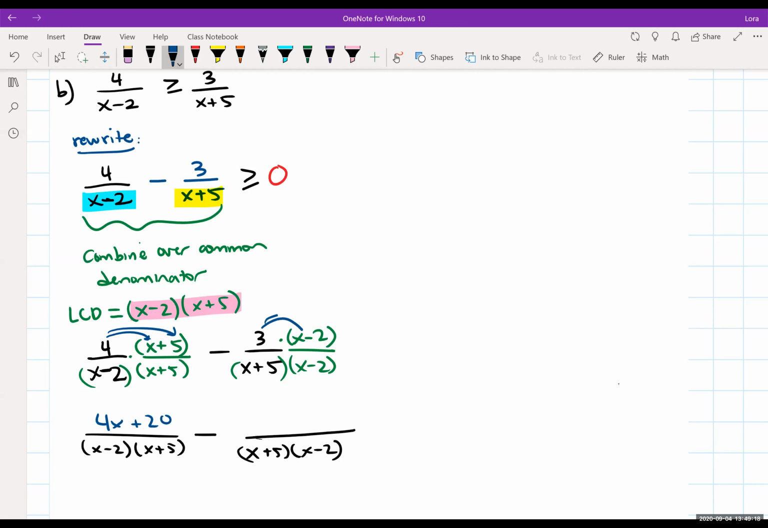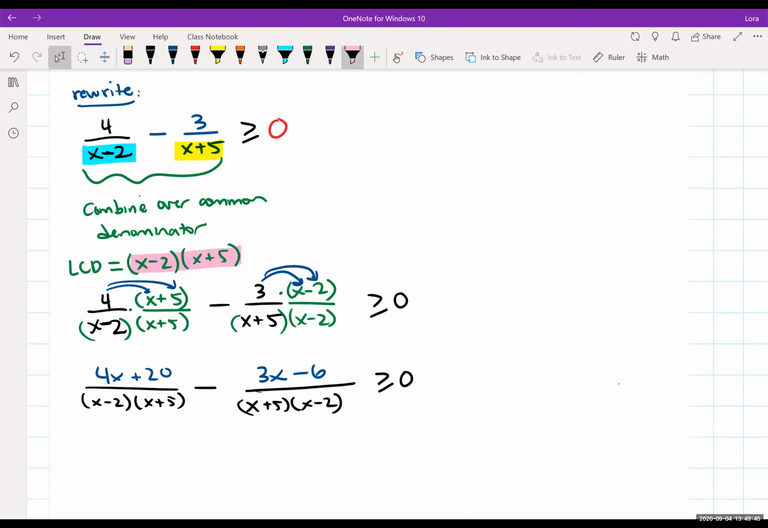And we can do the same idea. We distribute the 3. So that's going to be 3 times x is 3x. 3 times negative 2 is negative 6. Just remember, the reason why we're doing this, we're trying to get a single fraction compared to 0. So I'll continue to rewrite the fact that I have not dealt with this greater than or equal to 0 yet. I want to not lose track of my end goal.